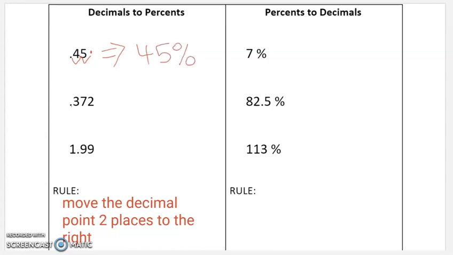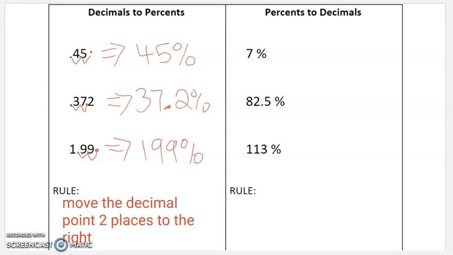Same thing with my next one. Find your decimal point, move it once between the 3 and the 7, once between the 7 and the 2. That's where my new decimal point is going to be. And now I've changed that decimal of 0.372 into 37.2%. Last but not least, 1.99. I'm going to move my decimal point once between the nines, once to the end, and my percentage is now 199%. Now that might look a little bit funny, but we will talk this year about a couple different instances when you're going to get a percentage that is more than 100.